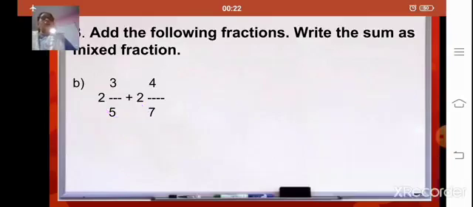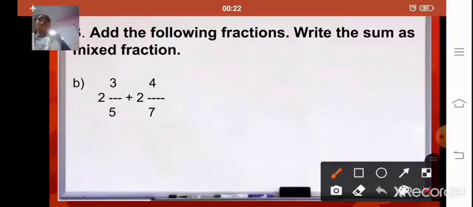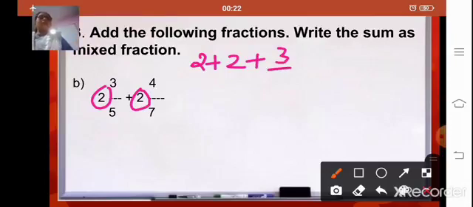Okay, so first convert the fractions to like fractions, then add them, and then change it into a mixed fraction. Now let us see the second method, which I already told you. You have to add the whole numbers first, that is 2 plus 2. Then add the fractions, 3 upon 5 plus 4 upon 7.